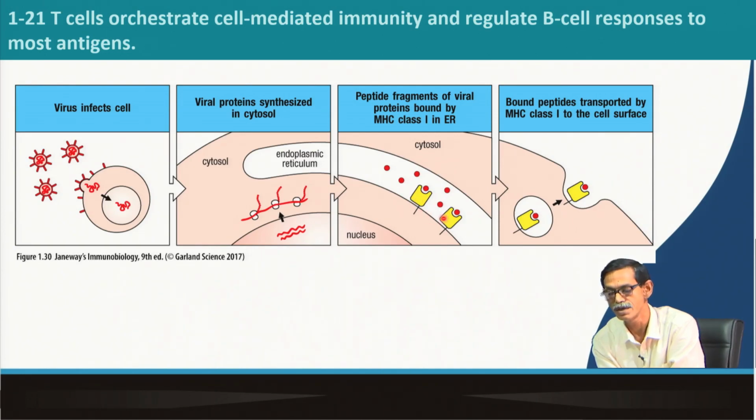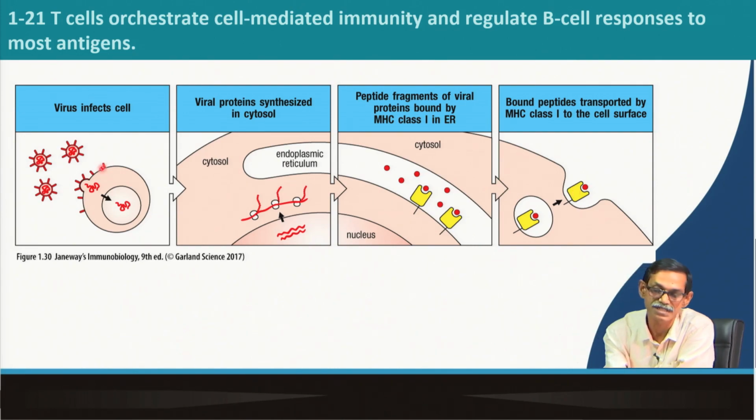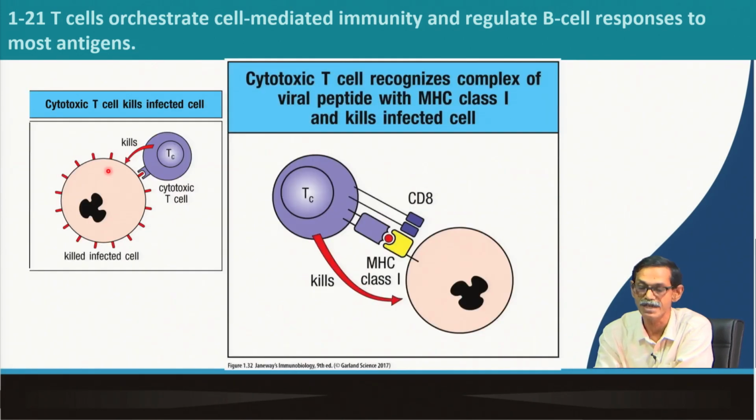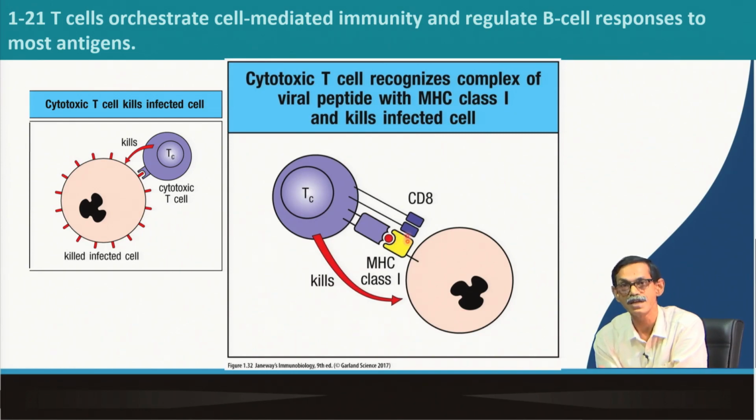So, MHC1 will be packed with this piece of viral protein, and this MHC1 from the endoplasmic reticulum will go to the surface of the virus-infected cell. What we see here as a spike, it is not really a spike, it is like this. So, the viral protein will go outside the cell or be expressed on the membrane of the cell along with the MHC1.